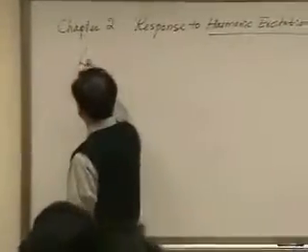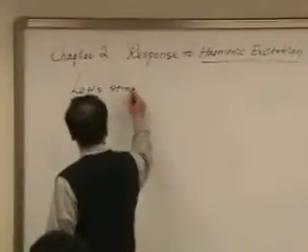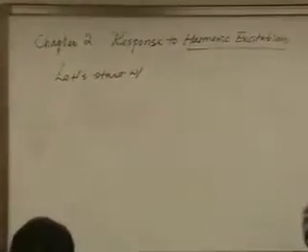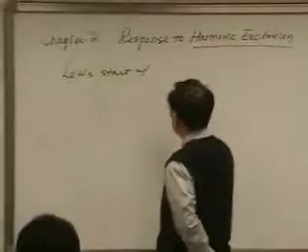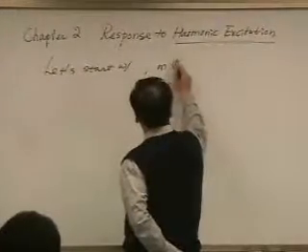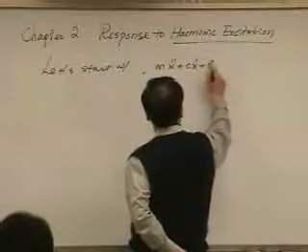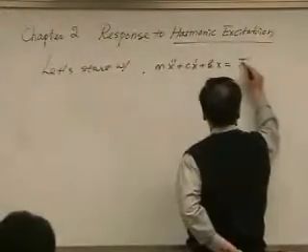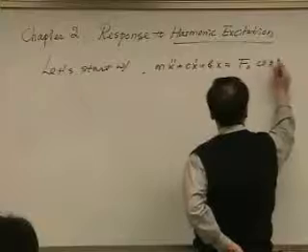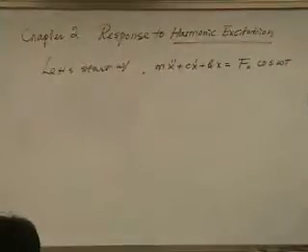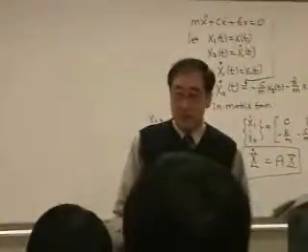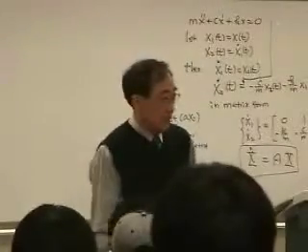Let's start with the simplest case, right? What is it? Single degree of freedom. And a harmonic excitation that has some magnitude and cosine omega t. I don't know why Professor Inman used cosine omega t instead of sine omega t. It really doesn't matter. Right?